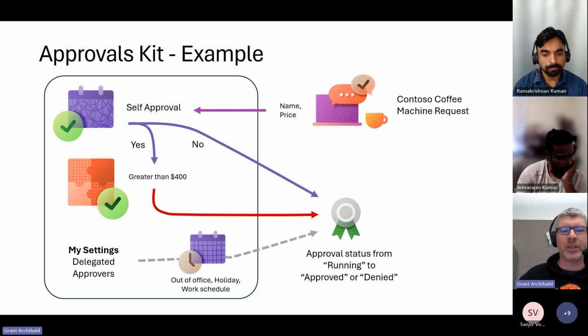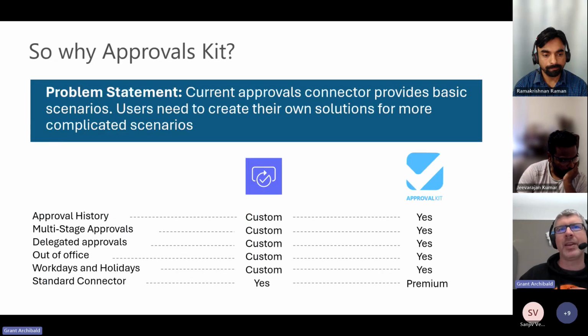If we come back to the features between that and the standard connector, it has approval history and multiple stages. We can delegate when you're out of the office to other people to take over those approvals, and handle people with different workday schedules. You can do those things, but you need to build a custom solution using the out-of-the-box approvals connector. Whereas in the approvals kit, we add those things together into a solution that you can install to make the process easier. So hopefully that gives you a quick summary.